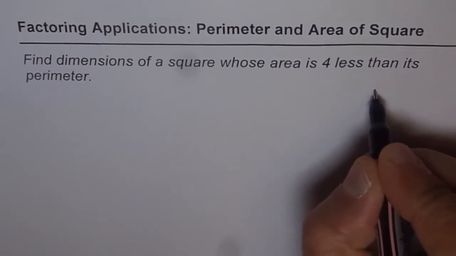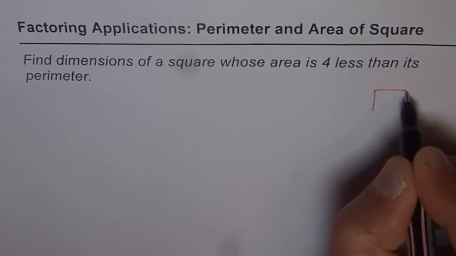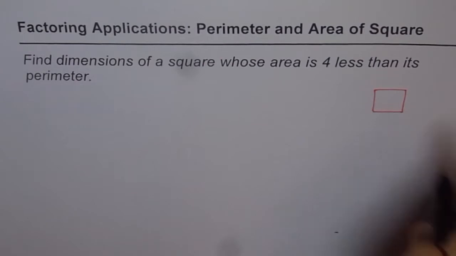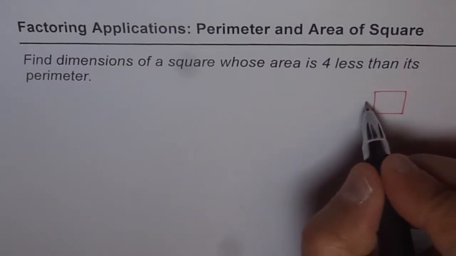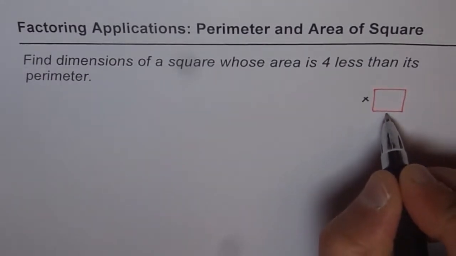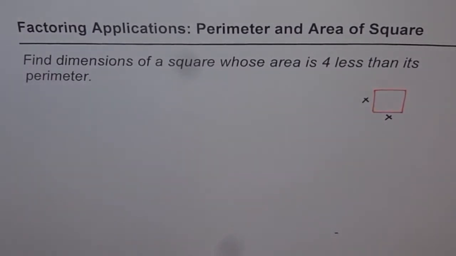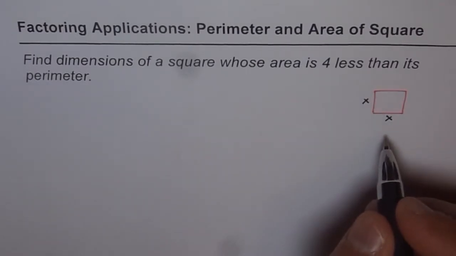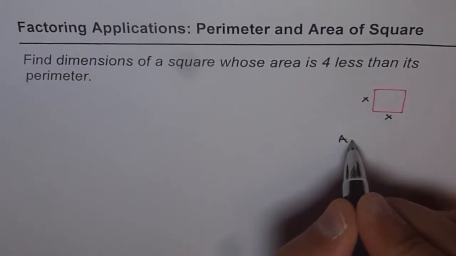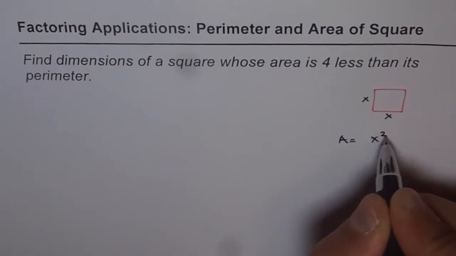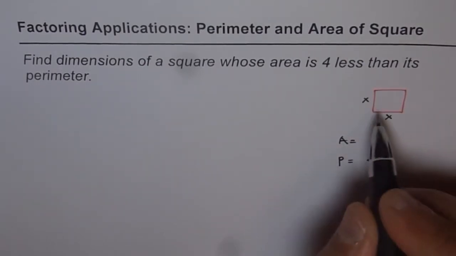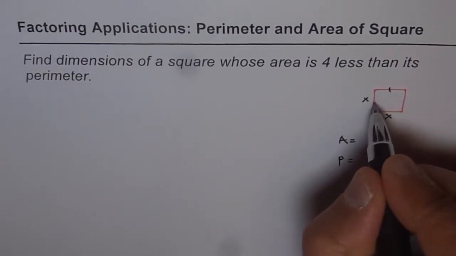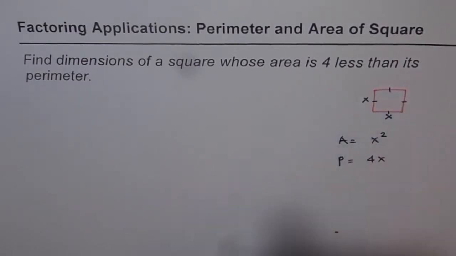So let's consider a square here. Let's say that's a square whose dimensions are x. We don't know what the dimensions are, so let them be x. So that means x is length and x is width. In that case, what is going to be the area? So area is going to be x square. And how about perimeter? Perimeter is 4 times x, right? Sum of all 4 sides. So this is a square whose 4 sides are equal.